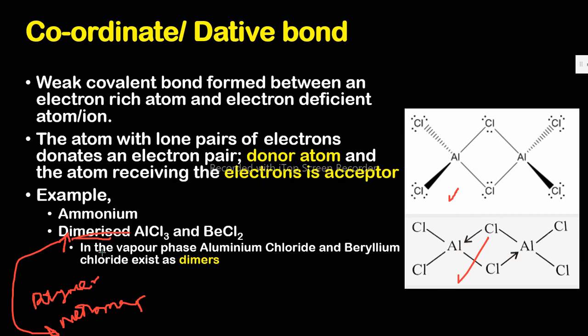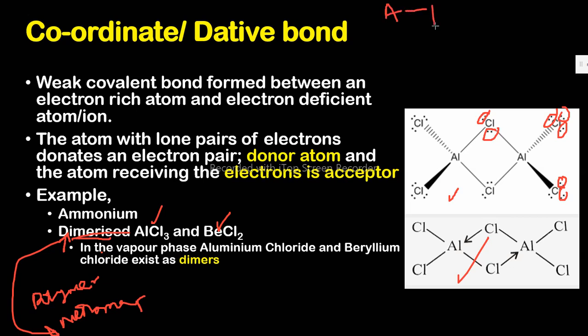In vapor phase, both beryllium and aluminium are going to dimerize, they are going to form dimers. And it's a dative bond that is going to form that dimer. You know that chlorine is rich in electrons. You can see the chlorine has very many lone pairs of electrons. You can have a look. And you know that aluminium has empty orbitals.